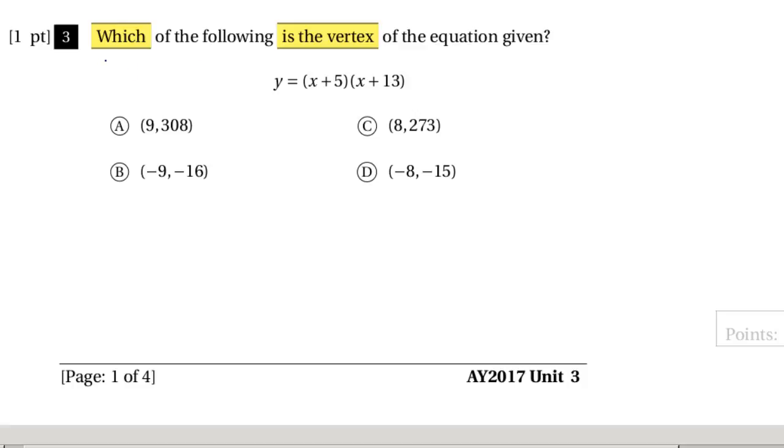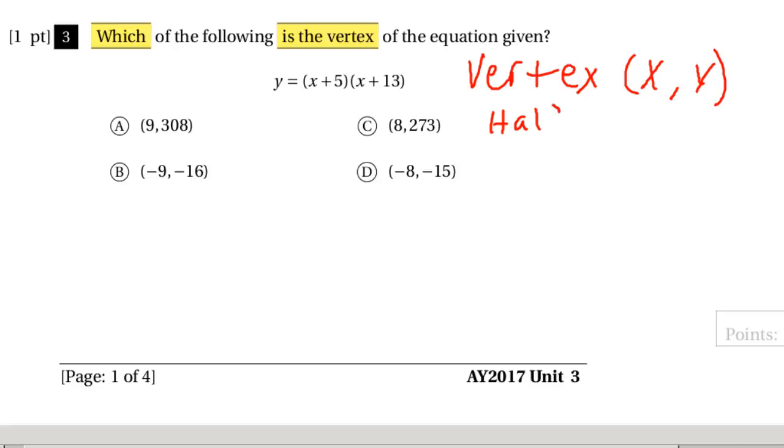So taking a look here in question number 3, it says, which of the following is a vertex of the equation given? And they give me an equation that's in factored form. Well, I know that a vertex has to have an x and a y. I also know that the vertex of a parabola is going to be halfway between the x-intercepts.